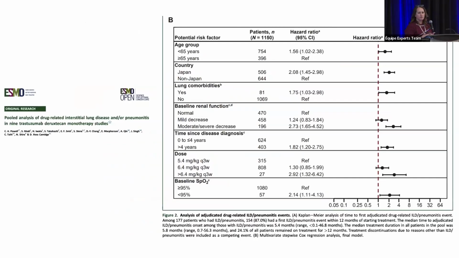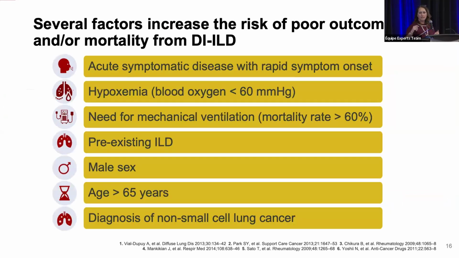This is a publication from a pooled analysis of patients who developed pneumonitis with T-DXd. So this is the trastuzumab deruxtecan ADC. I'll get to it in more detail, but just to highlight that even in this patient population, the risk factors repeat themselves. So we see the same groups at risk: the Japanese more than non-Japanese, lung comorbidities, poor ECOG status, and prior lung disease.